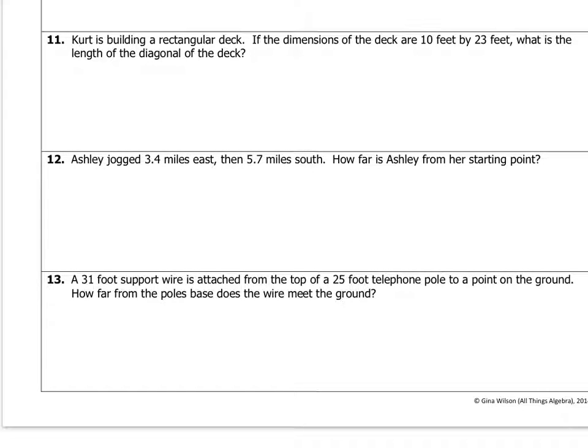Ashley jogged 3.5 miles east, then 5.7 miles south. So right here, if Ashley started from here, I call this A, and she goes east. East is this way, right? And reaches here, and that's 3.5. Then she goes south, so she goes this way and goes 5.7. How far away is she? So I call this B and I call this C. How far away is she from the original starting point, which is A?